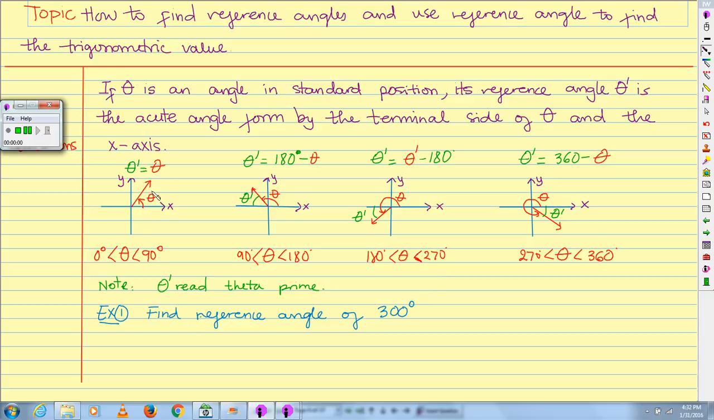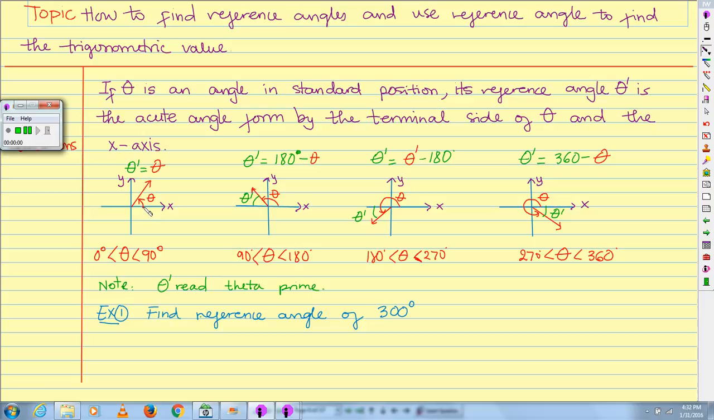If the angle theta is in standard position, the x-axis is the initial side and the terminal side has to rotate either counterclockwise, as in this example, to get a positive angle, or clockwise to get a negative angle. The reference angle theta prime is an acute angle formed by the terminal side and the x-axis.